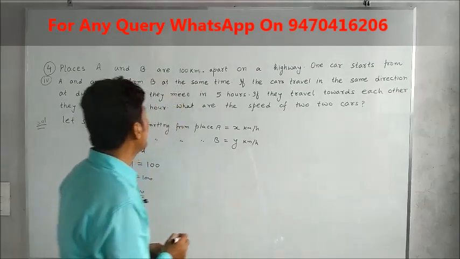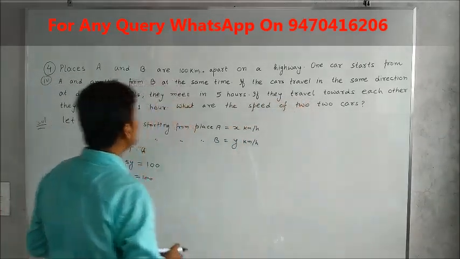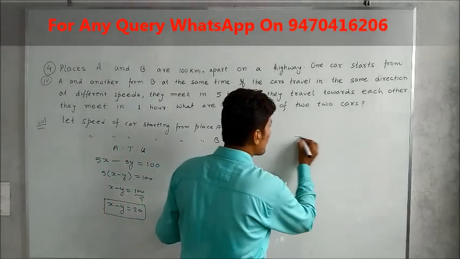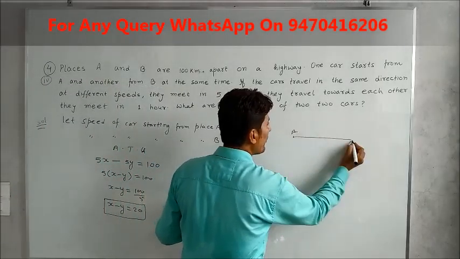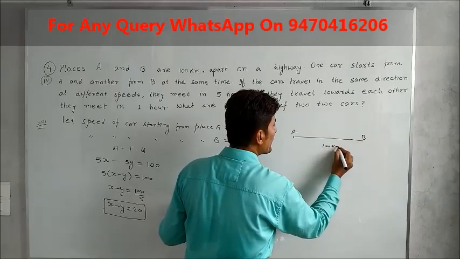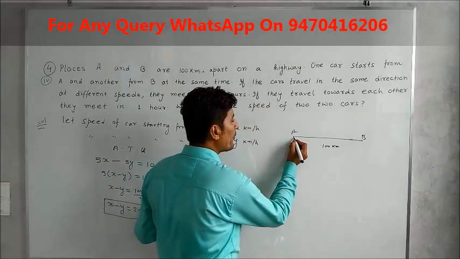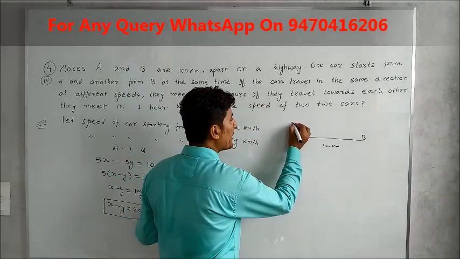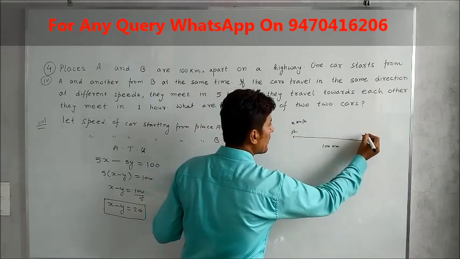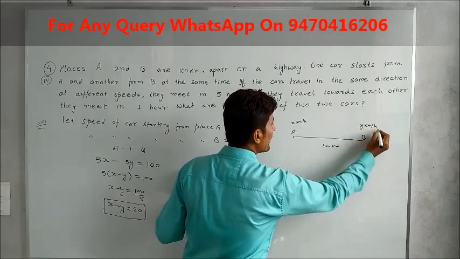Now let us see the next line of the question. If they travel towards each other, they meet in 1 hour. Again, suppose this is point A, this point is B. The distance between these 2 points is given as 100 km. Now, one car is starting from point A, whose speed I have taken as x kilometer per hour, while the second car is starting from point B, whose speed is y kilometer per hour.